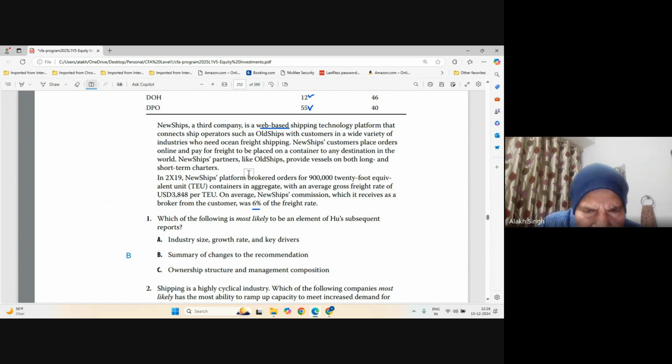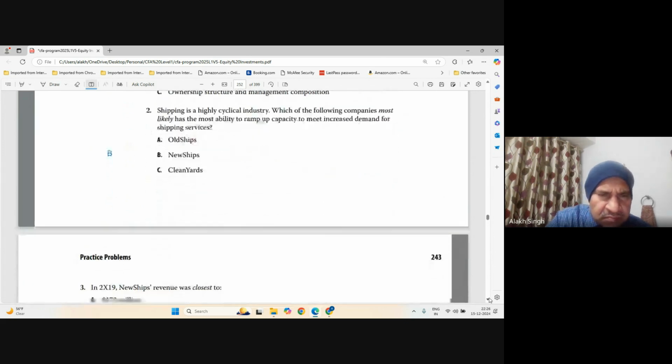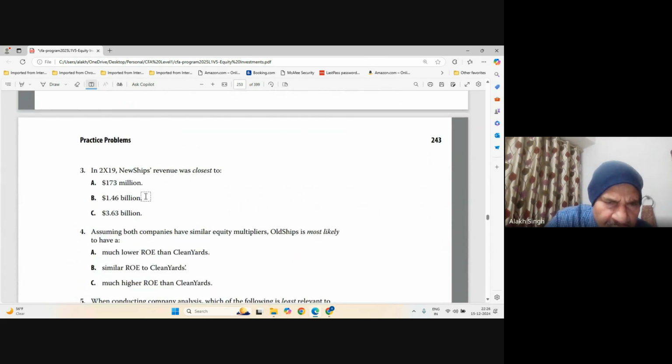Freight rate was 3848, and how many freights brokered? 900,000. So revenue will be 900,000 times 3848 times 0.06. That will be the revenue.